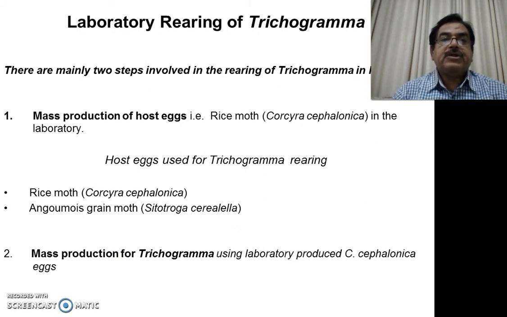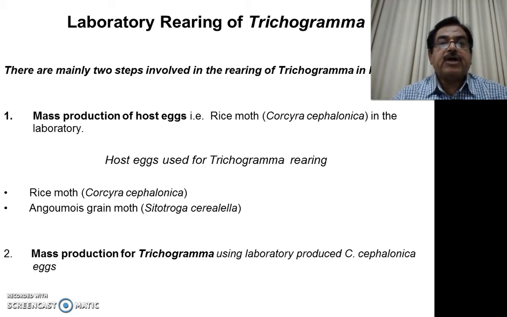Now coming to the topic of producing Trichogramma in laboratory. For Trichogramma production in the laboratory, there are mainly 2 steps. Number 1 step is mass production of host eggs, and for host eggs, usually rice moth, Corcyra cephalonica, or Sitotroga cerealella eggs are used. The number 2 step is the production of Trichogramma using laboratory produced host eggs.